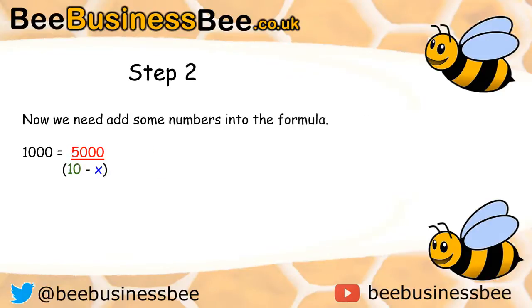Let's add some numbers in now for step 2. So let's take our 1,000, which we've got as our break-even point. We know 5,000 is our fixed costs, and we know that £10 is our selling price. But we don't know what our variable cost is. It's X. There we are, we've got step 2, we've set it out nice and neat.